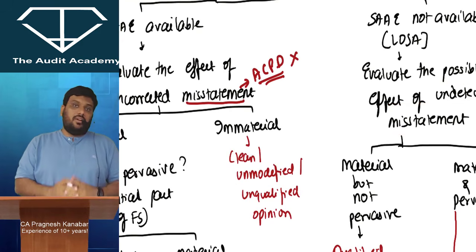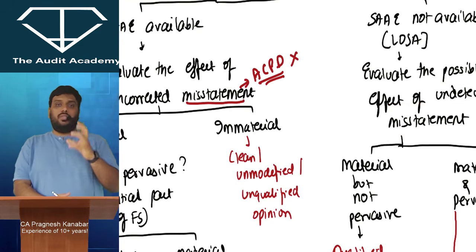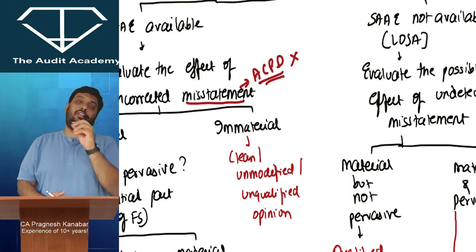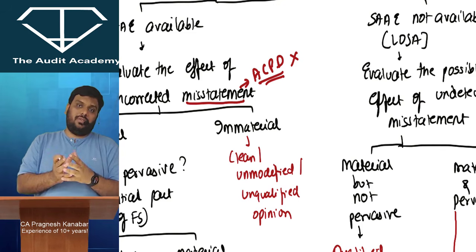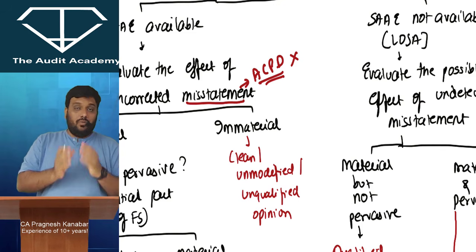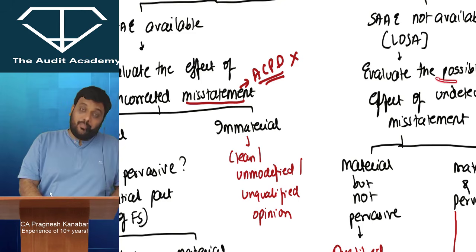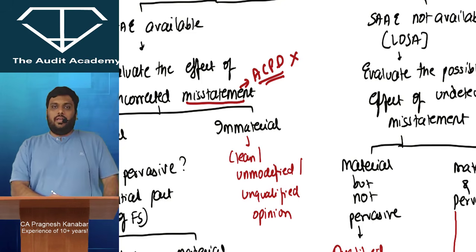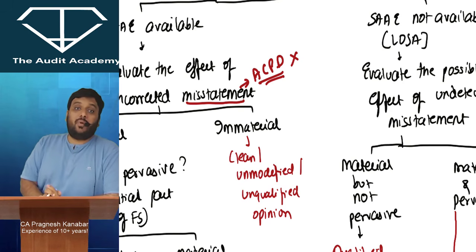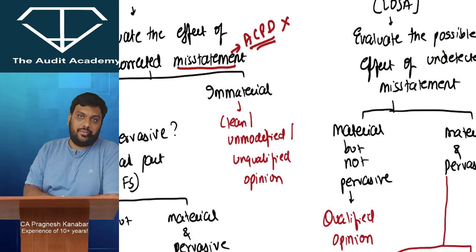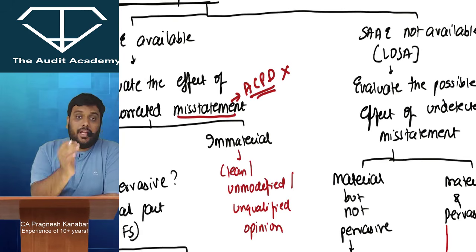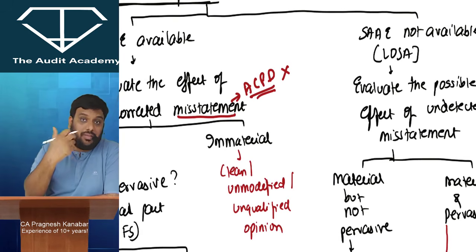When evidence is not available, you are not in a position to exactly analyze the effect of misstatement, because you don't have the exact calculations. But what you can do is analyze what can possibly go wrong over here. So we need to project what can be the possible effect of undetected misstatements. Now tell me everyone, practical, because questions are going to be very practical.